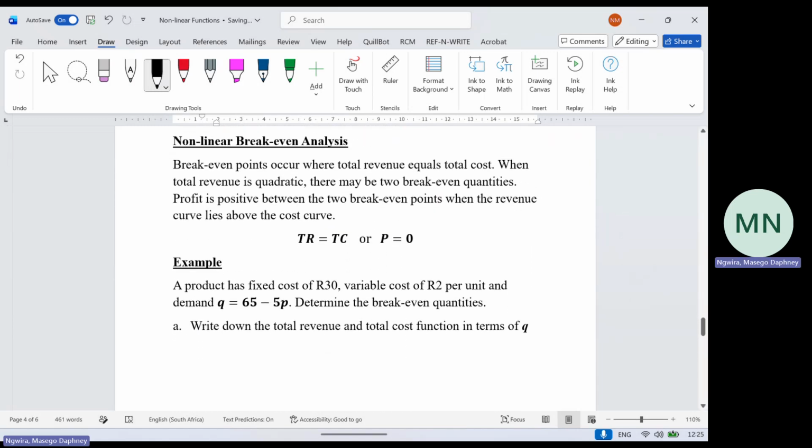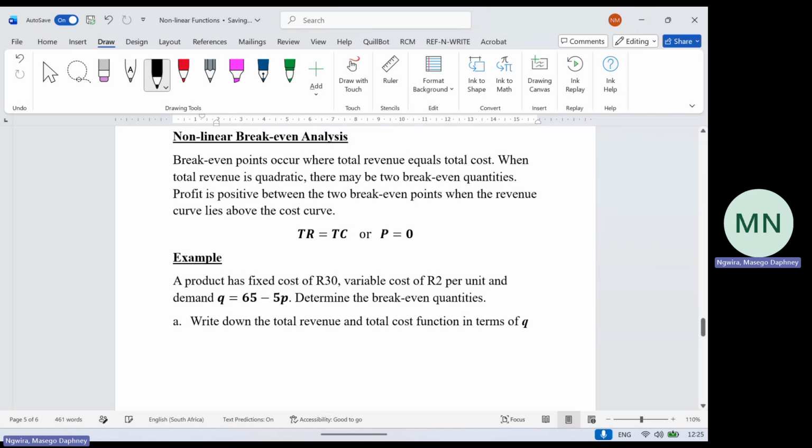That's it. And then now let's see the nonlinear for break-even analysis. Break-even analysis occurs where the total revenue equals the total cost. So we did this the last time. So they're saying when total revenue is quadratic, there may be 2 break-even points. So it means that you're going to have 2 solutions at break-even point for a quadratic, because now we're dealing with a nonlinear quadratic. Okay, so they're saying that profit is positive between the 2 break-even points when the revenue curve lies above the cost curve.